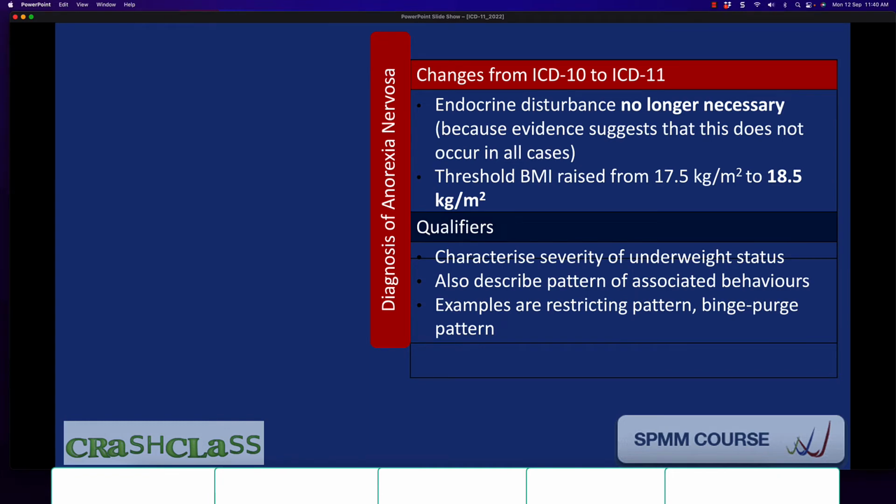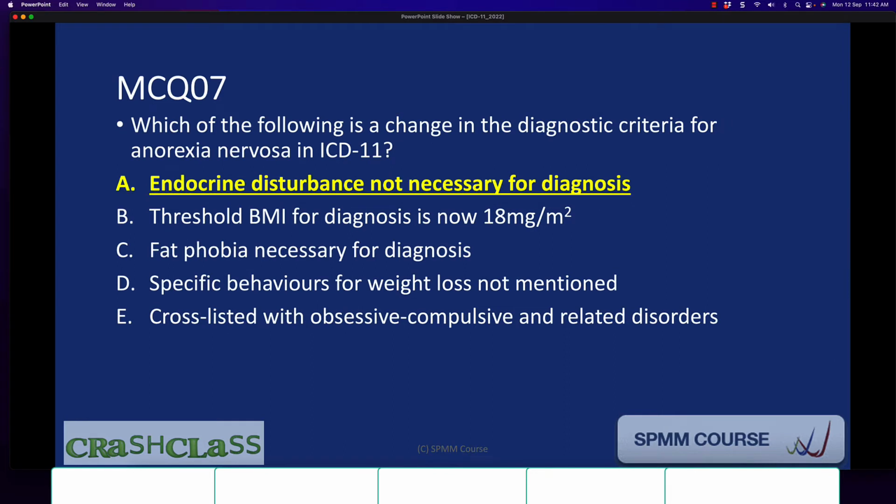In terms of change in the diagnostic criteria for anorexia nervosa, endocrine disturbance is no longer necessary. A significant proportion of diagnoses of atypical anorexia nervosa were patients who met the other criteria for the full disorder but did not yet have endocrine disturbance. So this change is intended to eliminate this issue. The threshold BMI has been raised from 17.5 to 18.5 kg per meter square. Qualifiers are used in ICD-11 to describe the behaviors associated with the diagnosis, such as restriction and binging and purging. The answer for question number 7 is option A. Endocrine disturbance is not necessary for diagnosis, which is a change in the diagnostic criteria for anorexia nervosa in ICD-11.